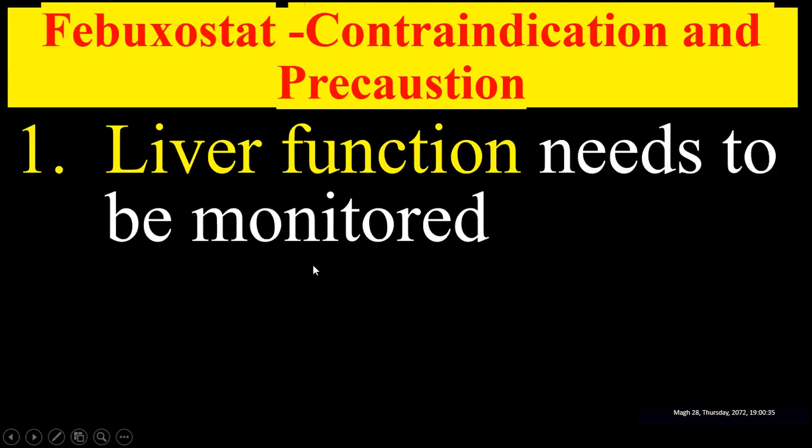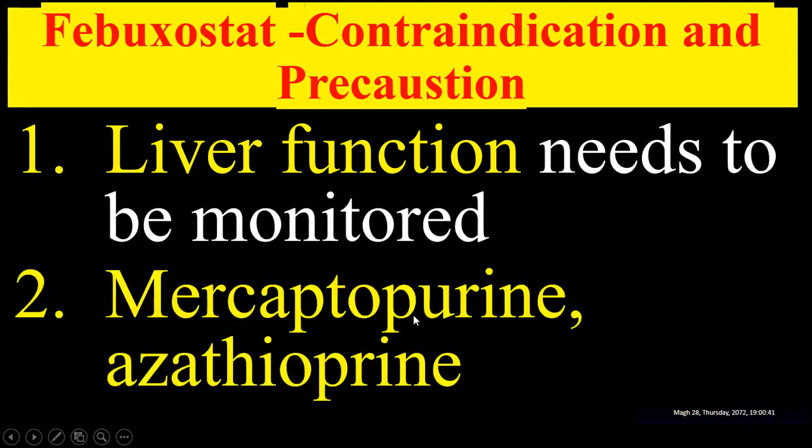If any drug causes hepatic toxicity, then the better way to write in precaution is liver function needs to be monitored. And as I told you, it also inhibits the metabolism of mercaptopurine and azathioprine via xanthine oxidase. So this is one important thing, not a contraindication, but the dose has to be reduced. That is, the precaution has to be taken. Sorry for the spelling of precaution.